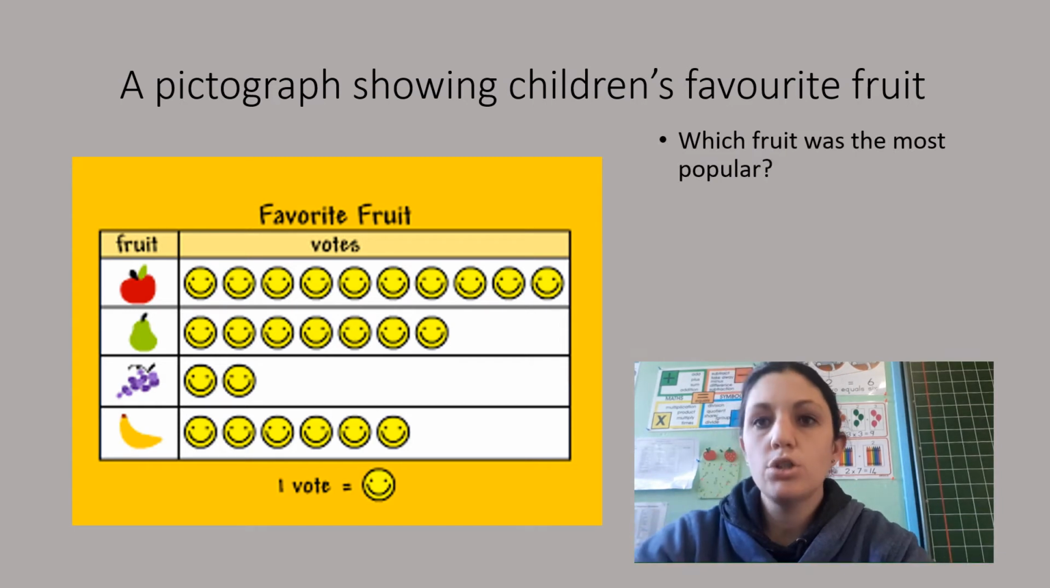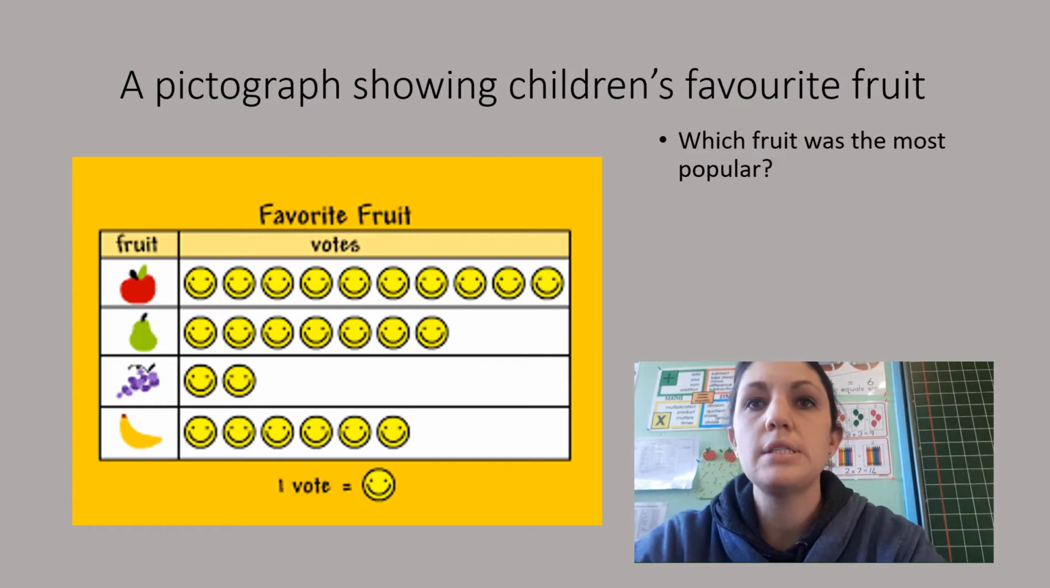All right, grade 2, so the graph that we're looking at first, you can see it says it's a pictograph showing children's favorite kind of fruit. You can see there that the children had to choose between apples, pears, grapes, and bananas. And you can see there that each little smiley face there means one child that chose that fruit.